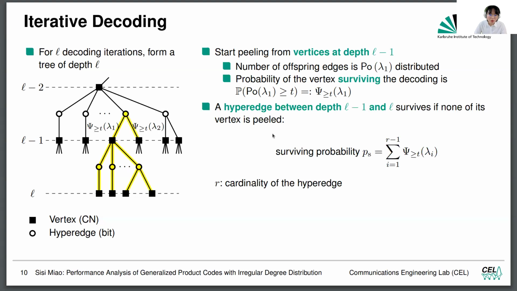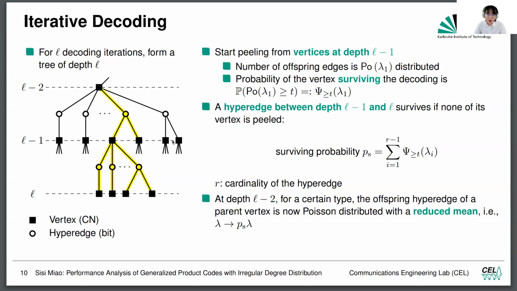And then we can go one step higher, and we look at this hyperedge between those two check nodes in the neighboring level, and we realize that if we want to keep this hyperedge, we would need both of its connected check nodes to survive. Otherwise, it's corrected, because a bit is corrected if any of its check nodes corrects it. Okay, so this is why there's a product.